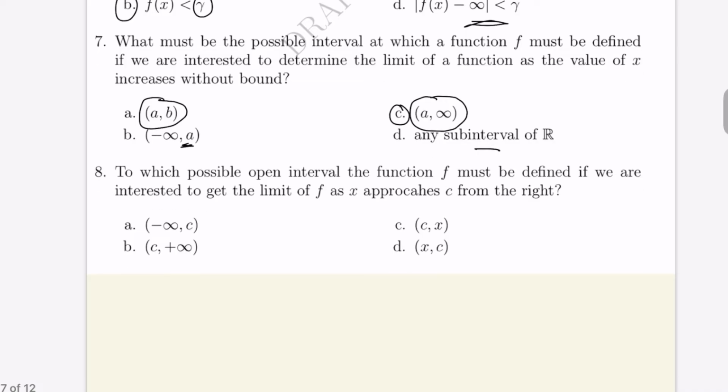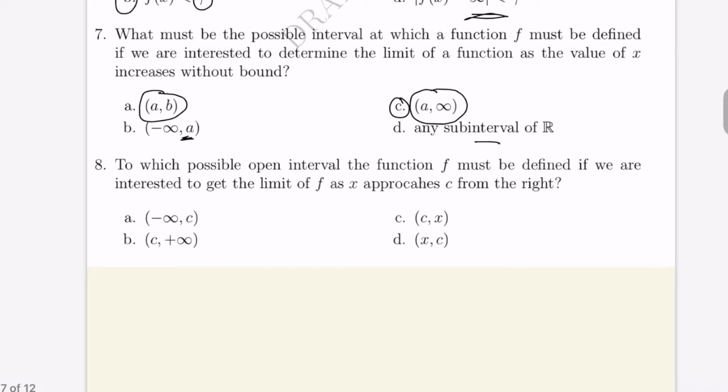Okay, number 8. To which possible open interval the function f must be defined if we are interested to get the limit of f as x approaches c from the right. So, ibig sabihin, x approaches c from the right. So, dun ka sa right ni c. So, ibig sabihin, the possible value is this.